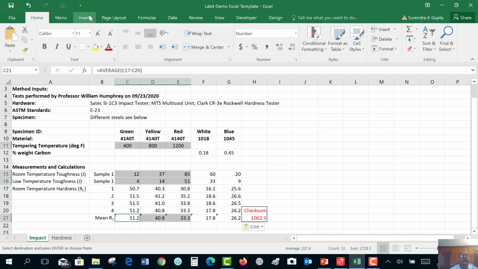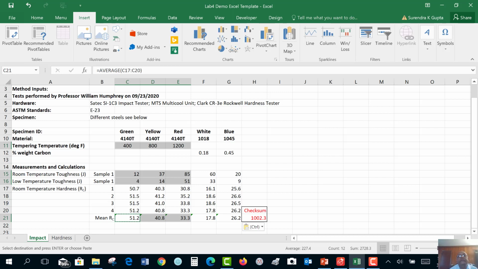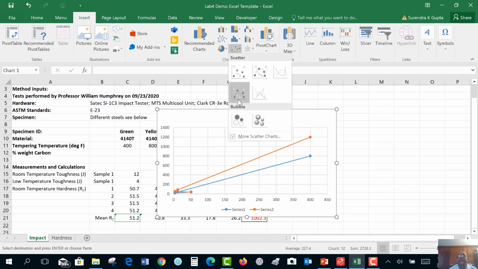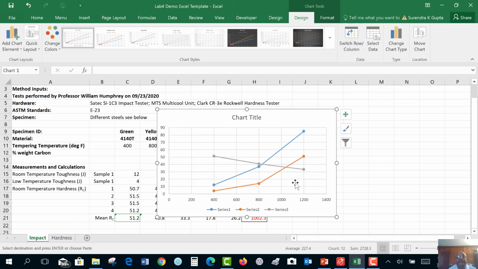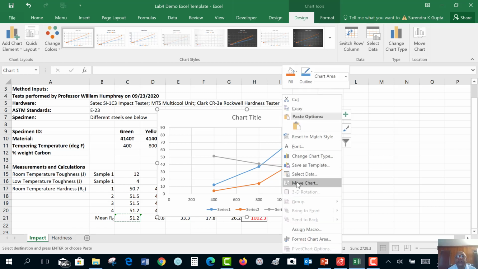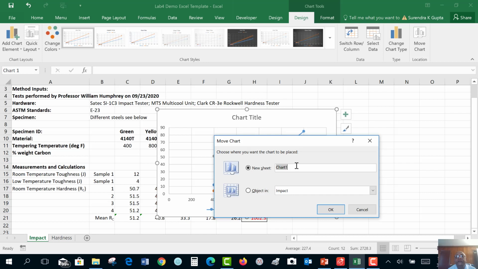So I'm going to insert an XY plot with dots and straight lines. Now I don't want tempering temperature on the y-axis. I want it on the x-axis. So I want to switch row column. So here on my x-axis, I have my tempering temperature. So as always, move the chart to a new sheet. Let's call it plot number 1.